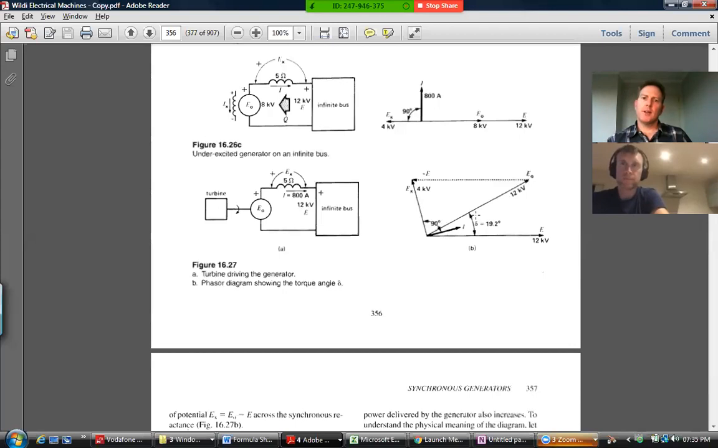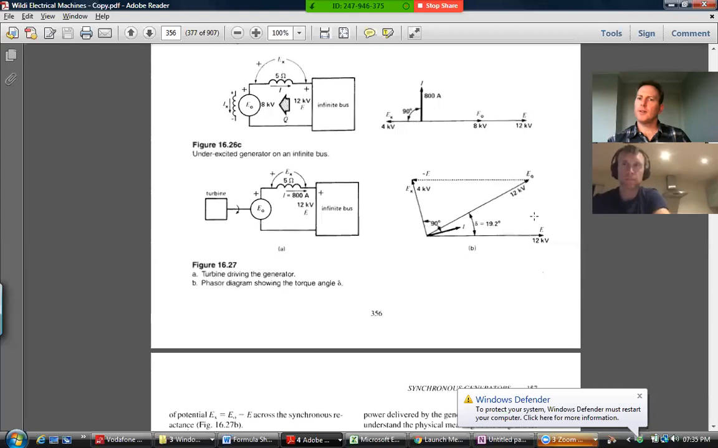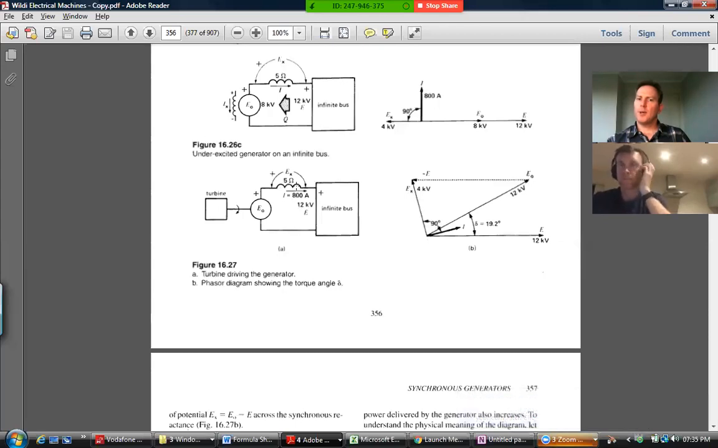The bigger that angle gets, the bigger the difference will be between those two ends of those vectors, which means the bigger the voltage in the synchronous reactance will be, and therefore the bigger the current will be. And the bigger the current is, the bigger the product of the current times the E, so the bigger the power. But technically, of course, the bigger the apparent power, but also the bigger the reactive power.